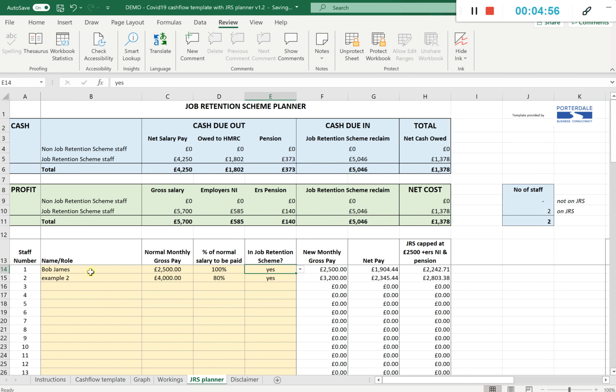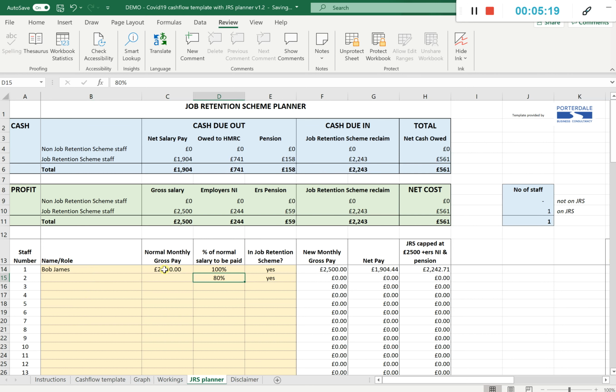So put as many staff on there as you want. If you're just wanting an individual to see what the impact of that is, we can just clear those. So they're now at 0. So that'll just show the impact of one member of staff.